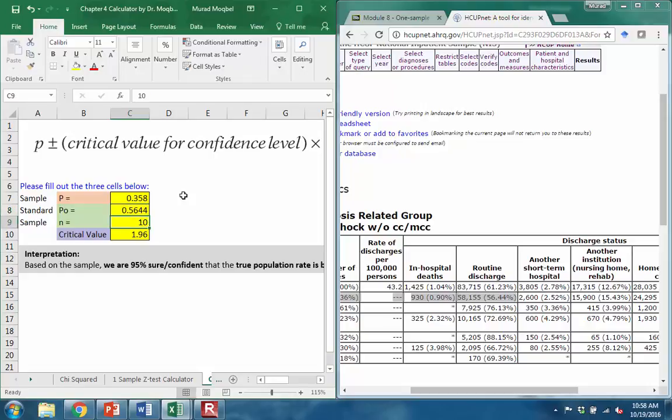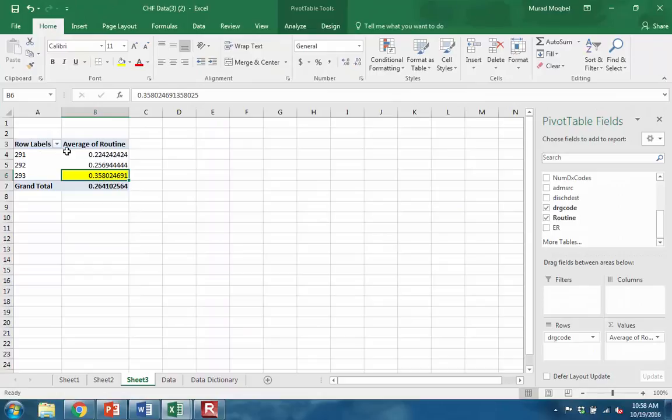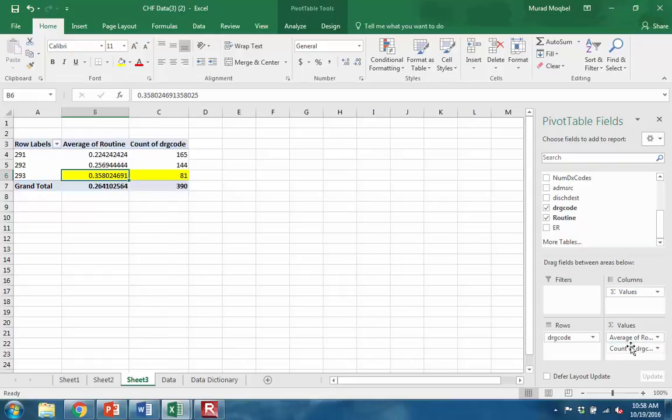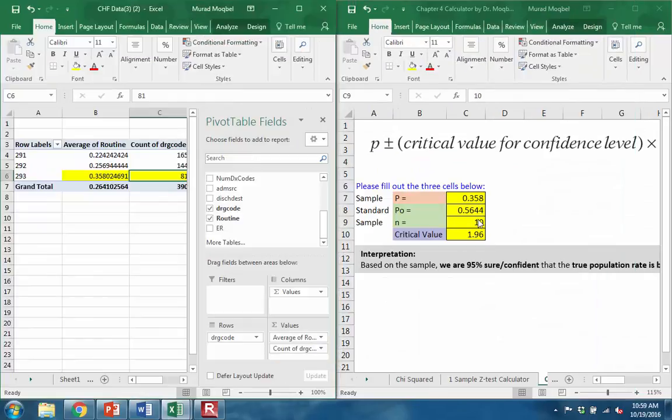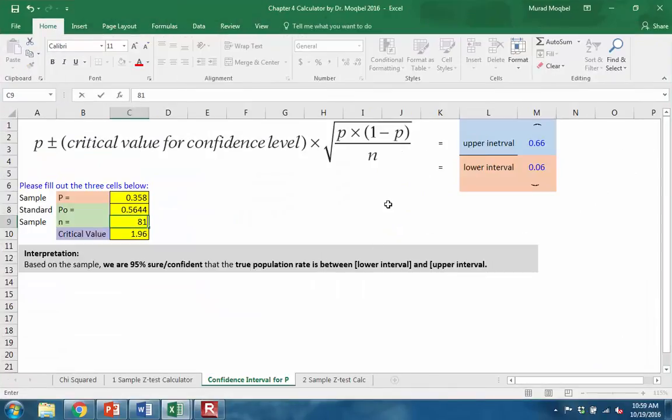That's the standard. And what was my sample size? So now I need to calculate the sample size. To calculate the sample size, you can easily do that by putting DRG maybe here, and then count. So now I have the sample size for 293. So 81 for the sample size. I think now we are ready.